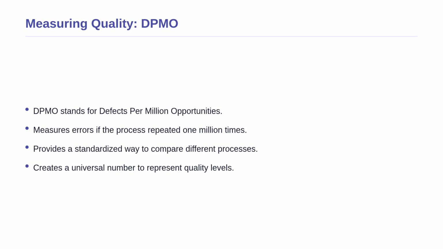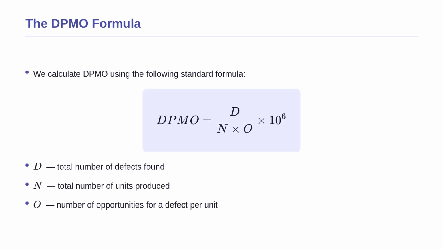So we have this target of 3.4 defects. But how do we measure our current performance? We use a metric called defects per million opportunities, or DPMO. This metric tells us exactly how many errors we would make if we repeated our process 1 million times. It is incredibly useful because it acts as a standardized scale. Whether you are baking pizzas or building airplanes, calculating this metric gives you a clear, universal number to represent your quality level.